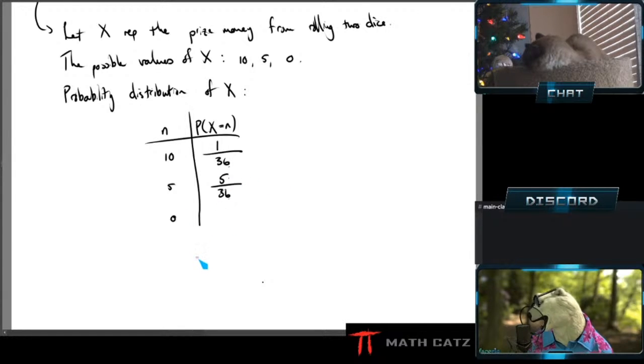And then 0, I don't have to actually count it directly because I know that if I've covered all the possible values of X, all the possible outcomes that could happen, adding up the probabilities has to equal 1. So 36 out of 36. So the fraction that's missing out of 36 has to be 30.